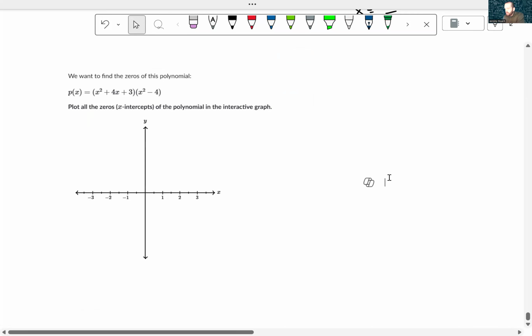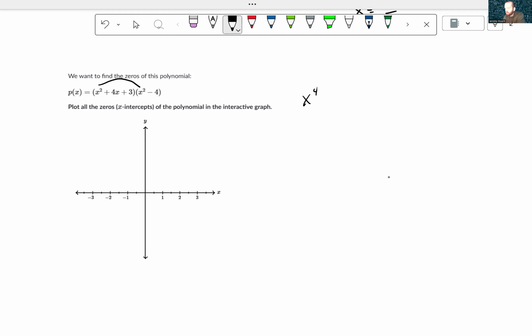Okay. So first we've got to figure out what degree term is this? The degree term is the highest degree. So if we did all the distributive property, we would start with x squared times x squared, and that would give us x to the fourth. It tells us there's going to be four zeros.